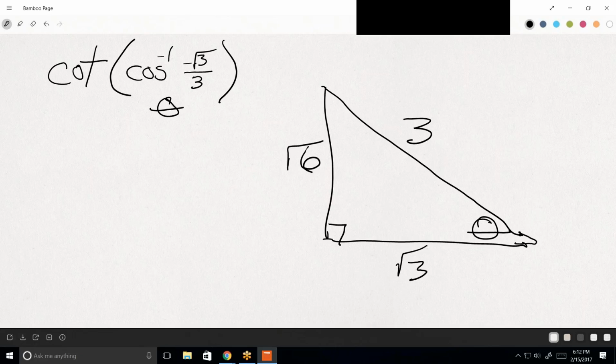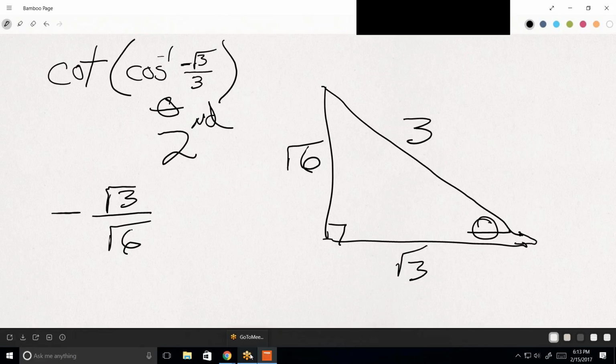Which quadrant are we in? Quadrant 2. Good. What's cotangent in quadrant 2? Negative. So what's the cotangent going to be here of theta? Negative root 3 over root 6. I come up with the number first, and then I worry about the sign. Second quadrant, cotangent's negative in second quadrant. Again, it's not because of the negative sign in front of that cosine. It's merely because this tells you the quadrant.